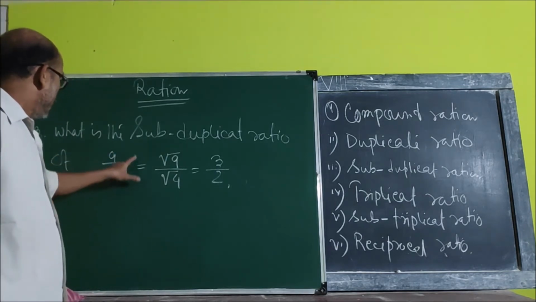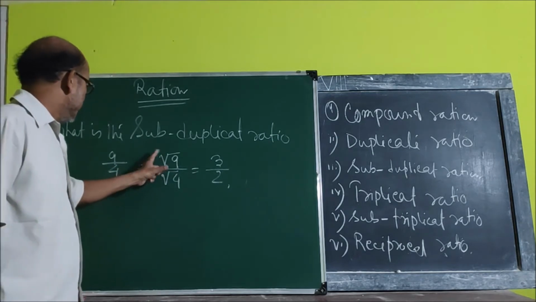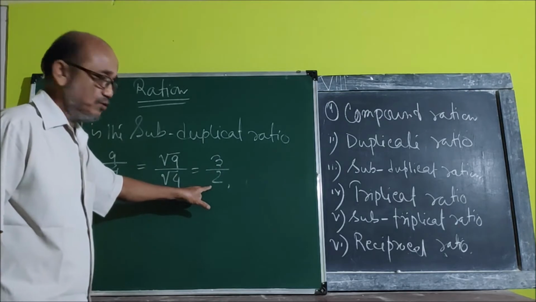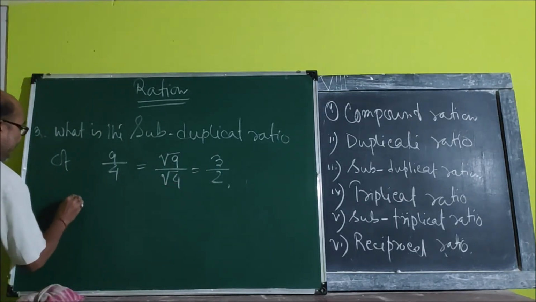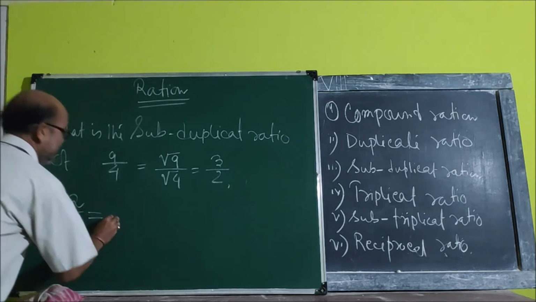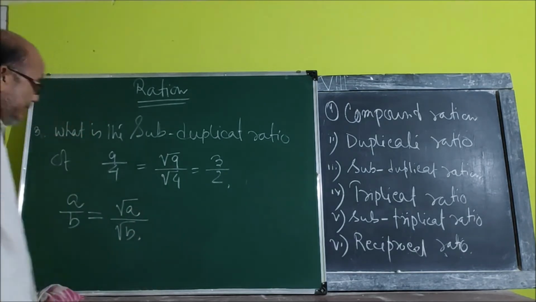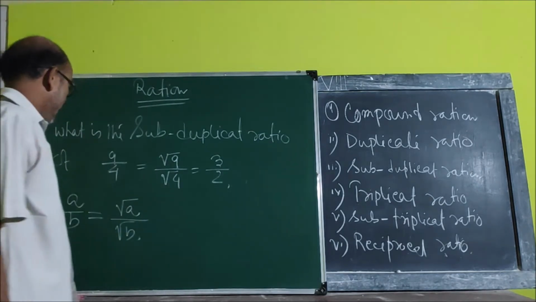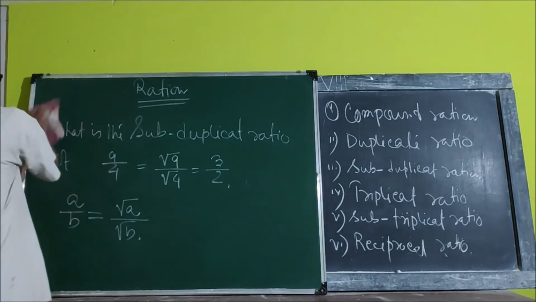It is a ratio, and its subduplicate means the square root of this one and the square root of that one. It means 3 by 2. If you are given A by B, what is its subduplicate ratio? It will be square root A and square root B, as it is not a number, it is a letter. Now, next.